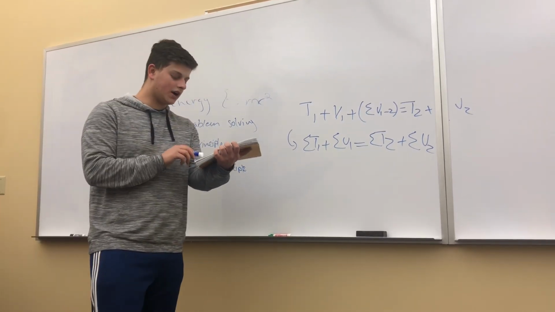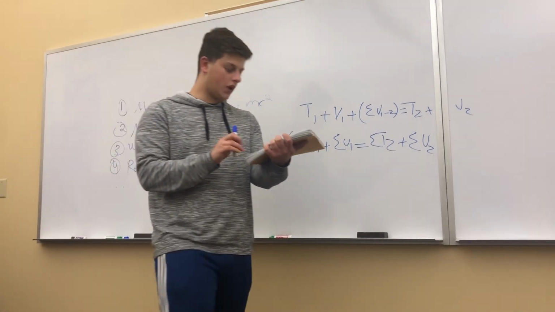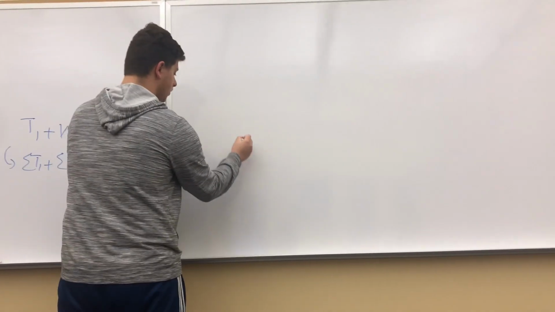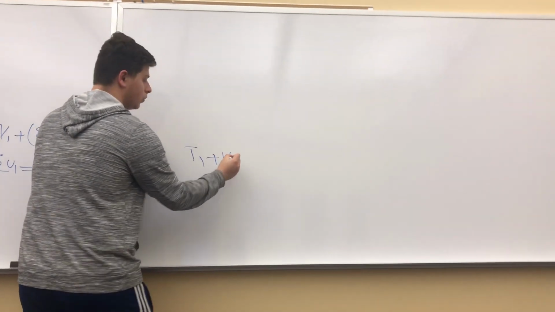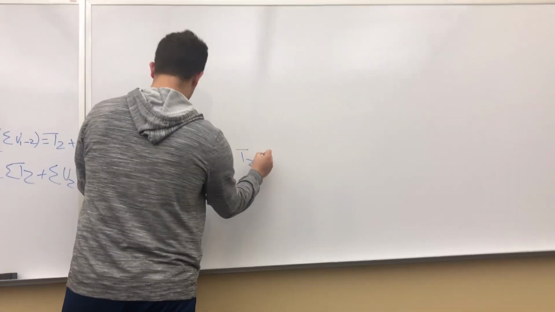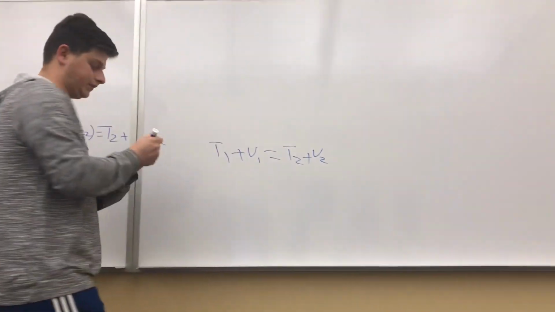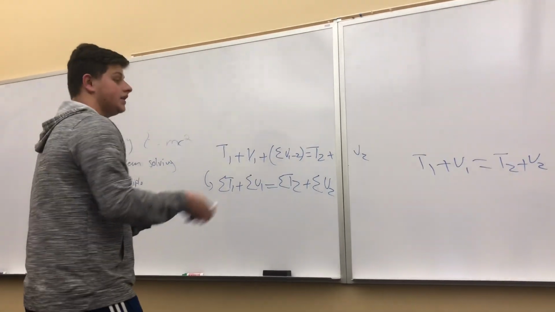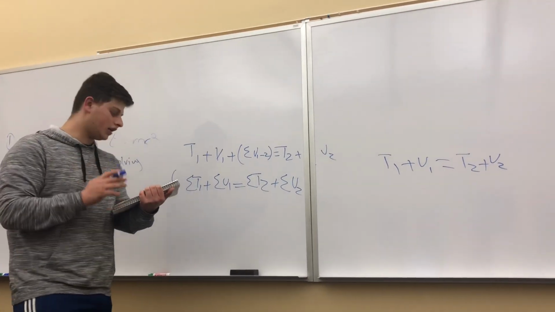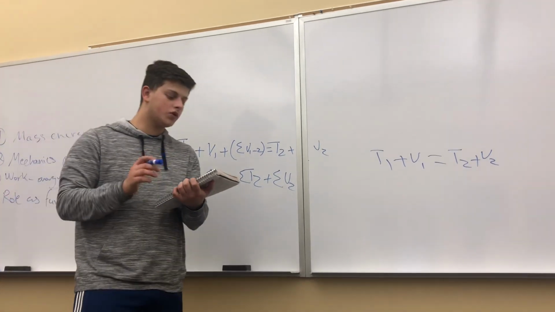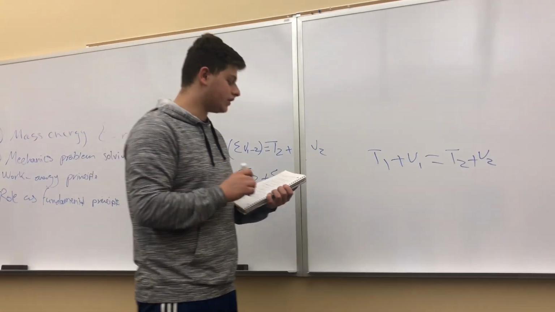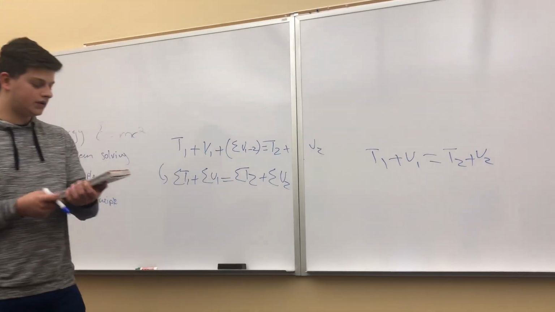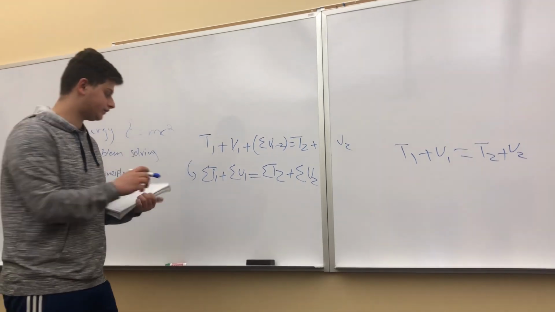So when we only have conservative work, the equation will be this: T1 plus V1 is equal to T2 plus V2. And this is called the conservation of mechanical energy, which means during the motion, the sum of kinetic and potential energies is constant. I'm going to give you guys an example right now.